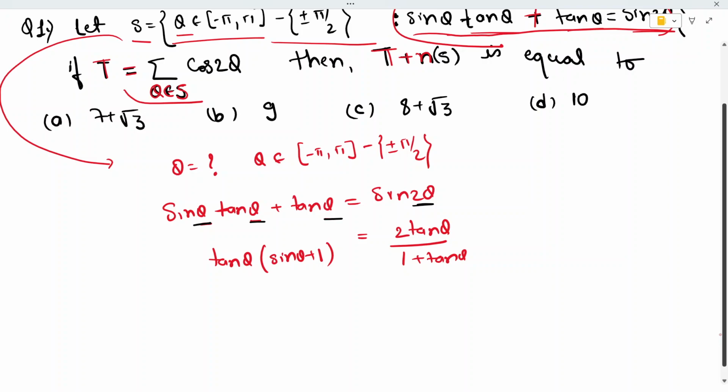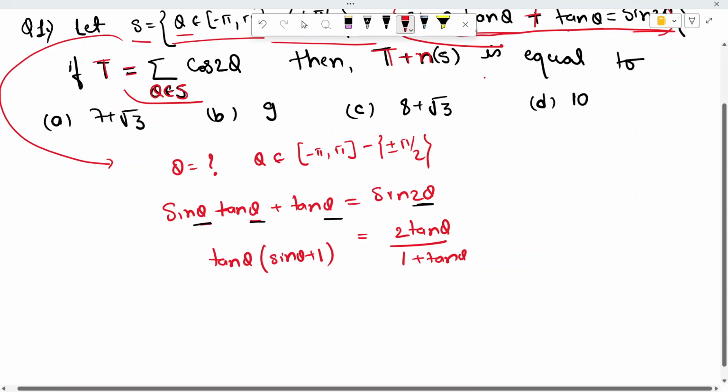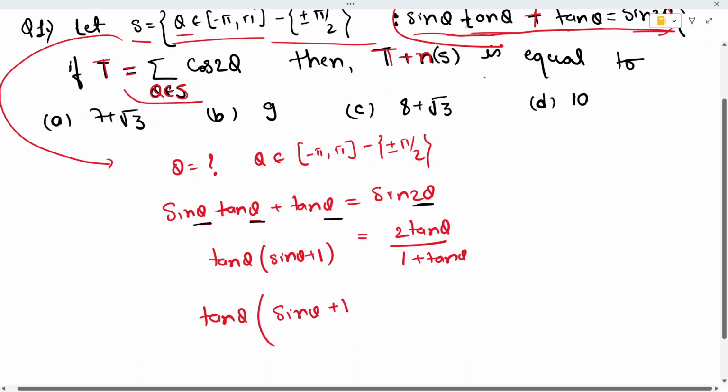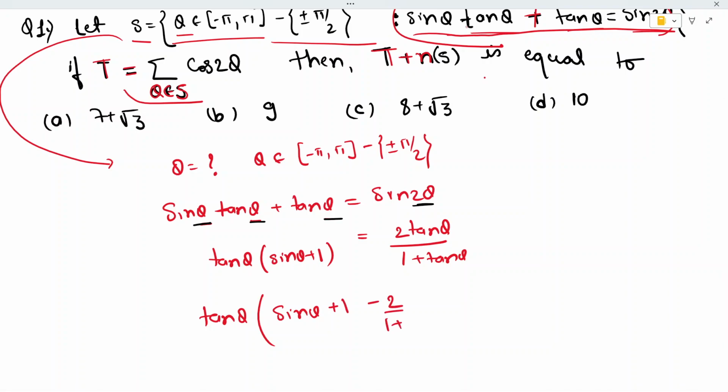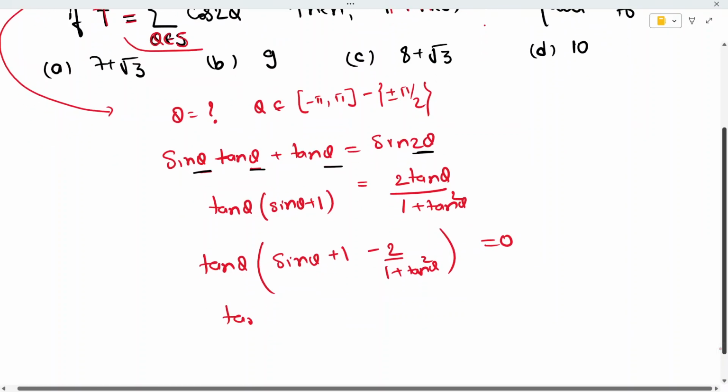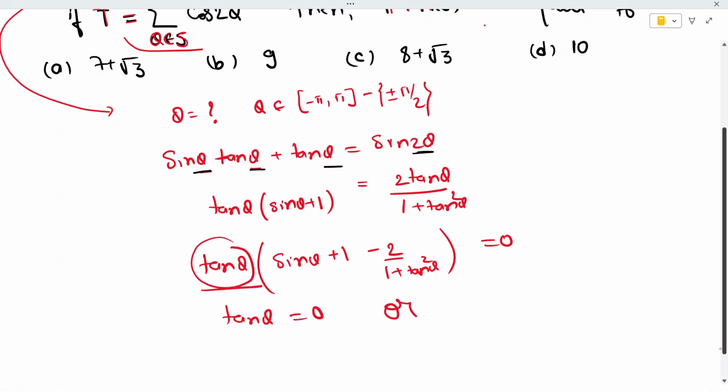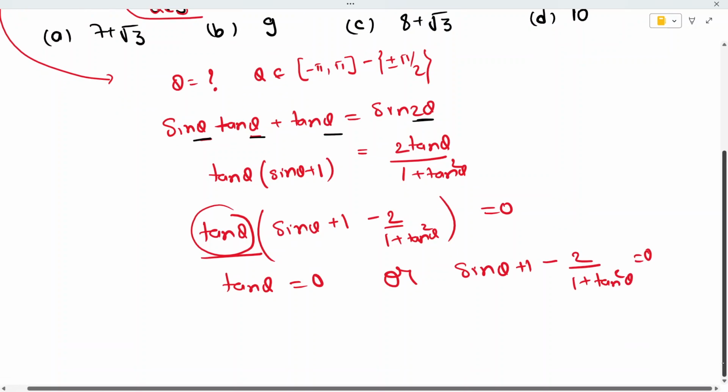Now we have to find theta for which the given equation is satisfied. So how can we approach? It is not easy to see. Take the right side to the left hand side; then tan theta comes common, and here we get sin theta plus 1 minus 2 over 1 plus tan square theta is equal to 0. So either tan theta is equal to 0, or this factor is 0. Any one of them is 0, so we have to find theta.